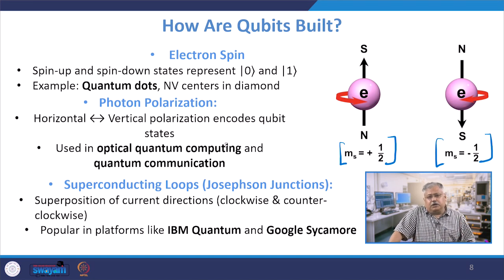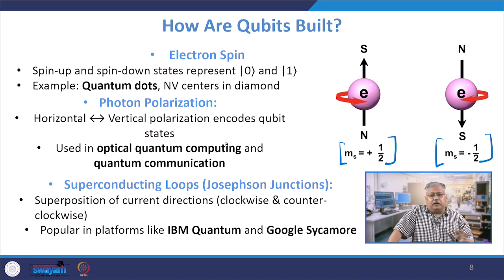Similarly, if you look at quantum dots, nitrogen-vacancy centers in diamond, that is also one of the examples. So as long as you are able to distinguish between 2 states by certain parameters of that state, we will be happy in terms of having the qubits built. Then another is the photon polarization, right. So if it is a horizontal polarization or a vertical polarization, that will also encode the qubit states, right. So if I say it is horizontally polarized, we define that to be state ket 0, and if it is vertically polarized, ket 1 state.